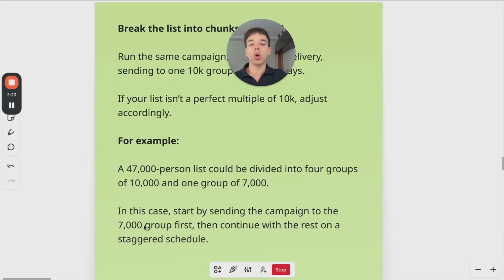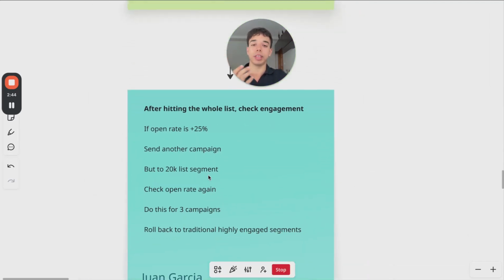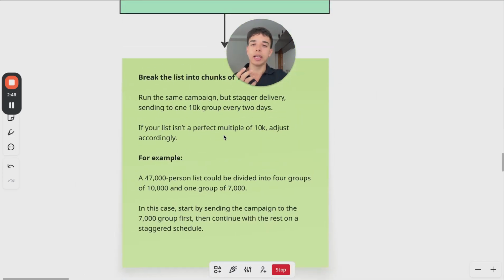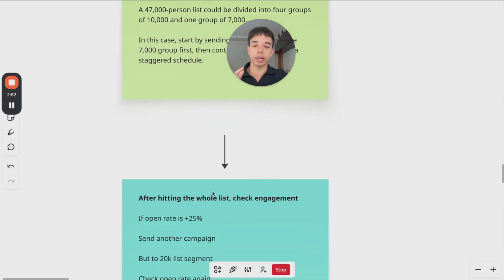So in this case, we usually start by sending the campaign to the lowest list profile count inside of that segment. So in this scenario, it would be the 7,000 group first, and then we continue with the rest on a staggered schedule. All right, so that's what you would do. And then after hitting the whole list, right, so after sending that whole list with that splitting every 2 days, after you hit the whole list, you need to check for engagement.